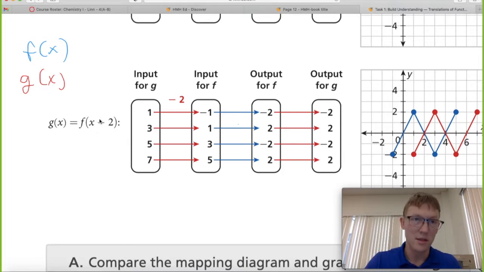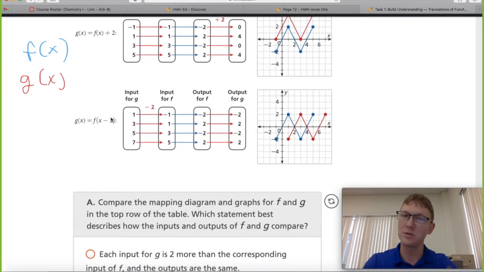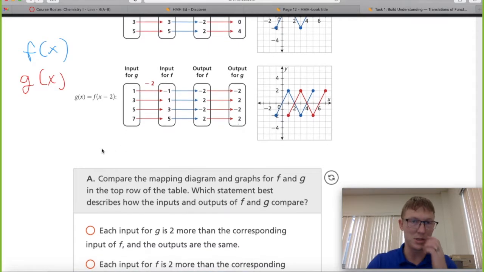But this negative sign always gets confusing, so know that when you're going left and right, the signs switch. So that's why that negative sign is there. And I'll show it to you in more detail here on the next page.